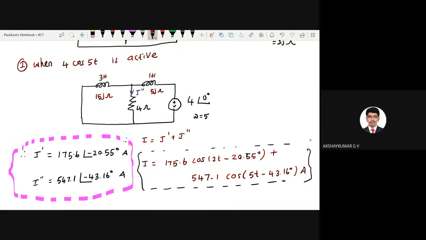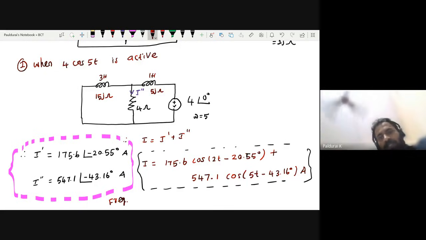Whether the answers should be written in polar or rectangular, how to write it is up to you, nothing wrong. Okay, anything you can follow, no problem. If it is not mentioned, sometimes it is possible. Suppose let me ask a question like this: find I1 in terms of rectangular form. At that time you want to write I1 in terms of rectangular form.